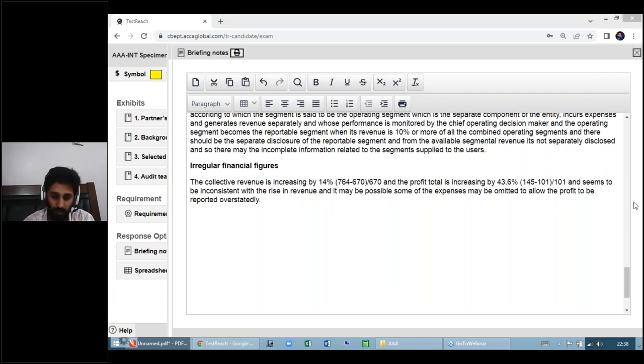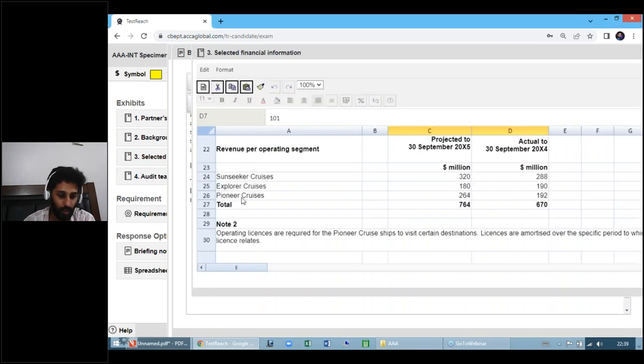And one important critical issue is with the Pioneer cruise. See the revenue of Pioneer cruise, there is one more analysis that can be made. We can just write the percentage of each and every segment reported.